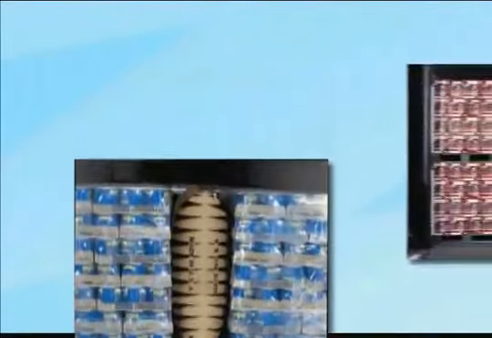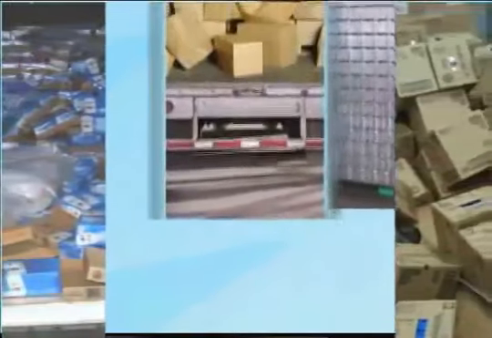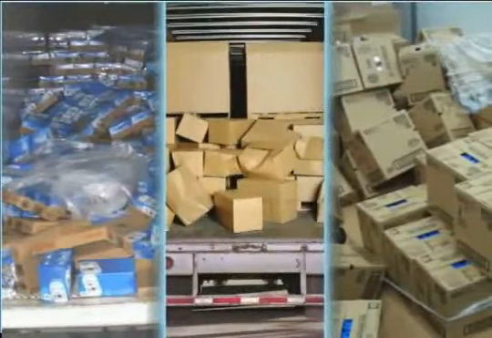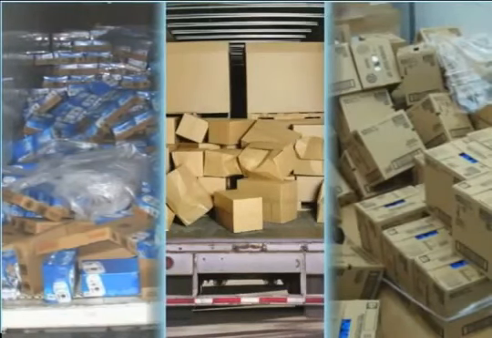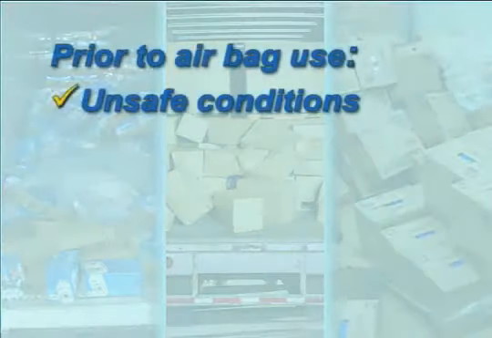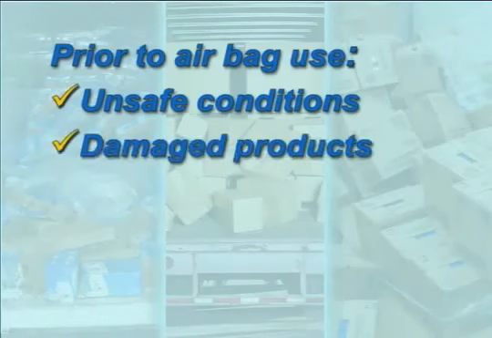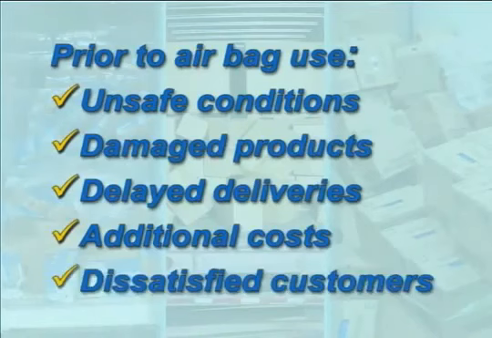As with any form of transportation, from tractor-trailers to rail cars, freight loads are subjected to a variety of conditions during shipping. These can include anything from normal vibrations to load settling. Prior to the introduction of airbags, freight loads would often arrive at their destination damaged or spilled due to the shifting and settling that occurred during shipping. The result was unsafe handling conditions, damaged products, delayed delivery dates, additional costs, and ultimately dissatisfied customers.